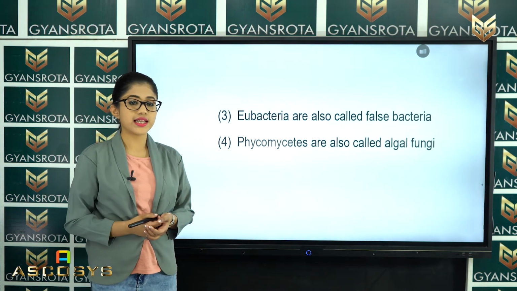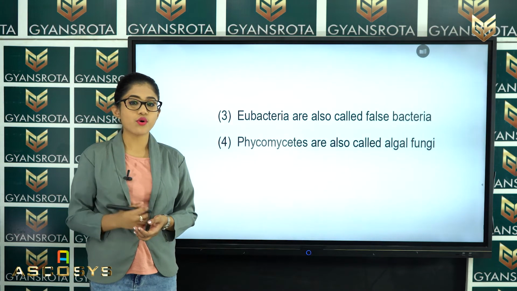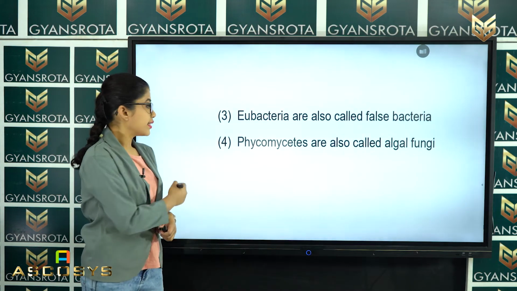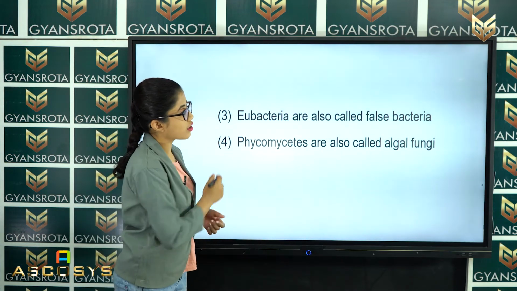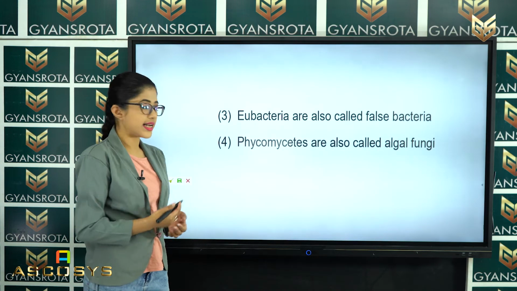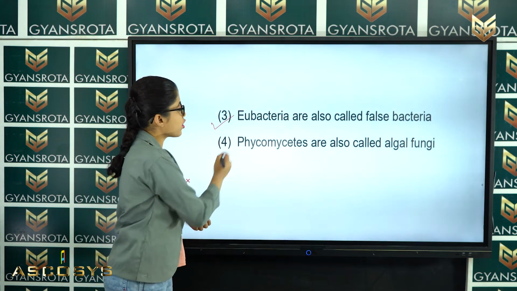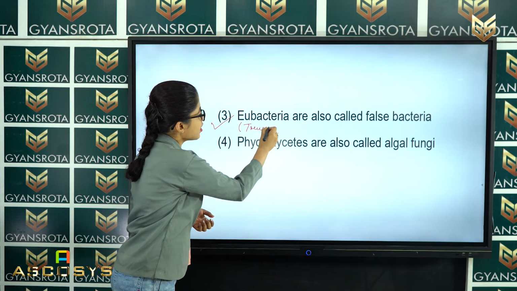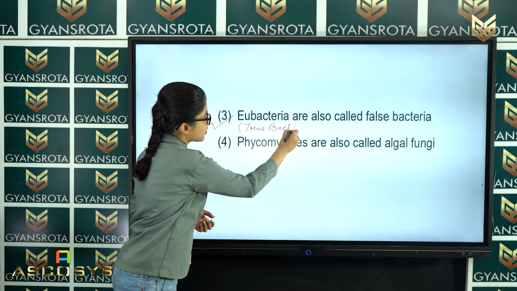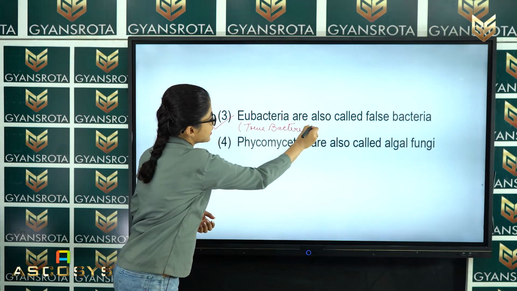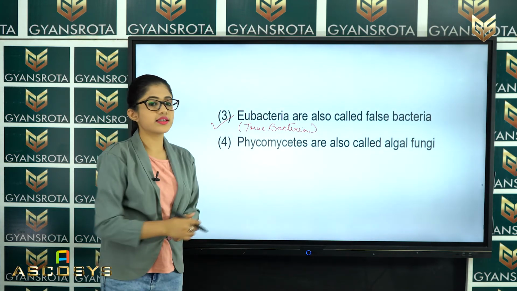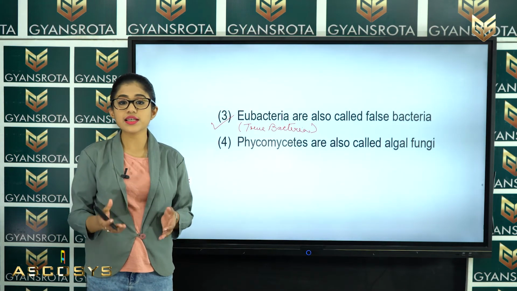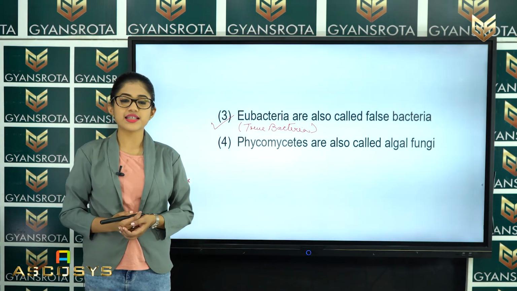Options 1, 2 and 4 are the correct statements, but option number 3, that says eubacteria are also called as false bacteria, is not correct. This is absolutely not correct. What should be the correct answer? They are called the true bacteria, right? So, that is the correct answer, but here in this statement it is written the false bacteria. So, this is the most easy question. Now, let us see the next question.